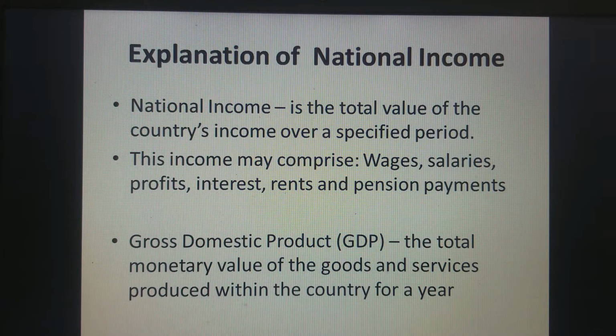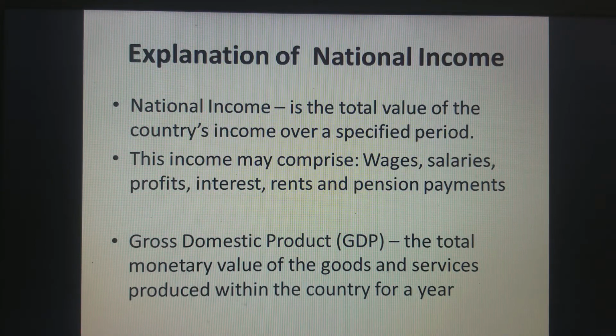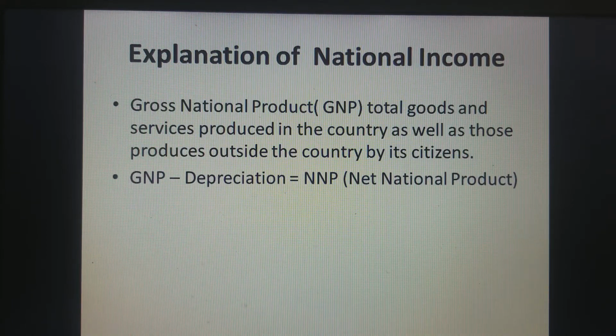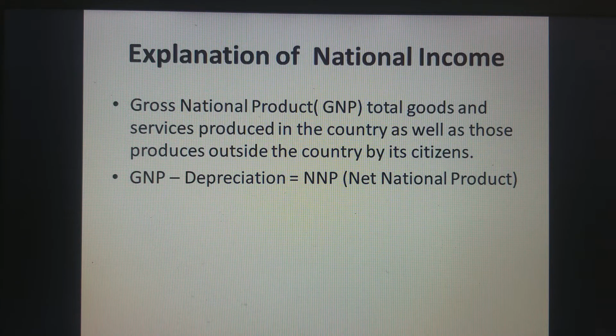Gross domestic product, what is it? It is the total monetary value of goods and services produced within the country for a year. So when we talk about gross domestic product, we are really calculating the value of the production that has taken place within the borders of the country, as against gross national product. Now, gross national product is the total goods and services produced in the country, as well as those produced outside the country by its citizens. So within this definition, gross national product is taking into consideration all that is produced within the country, as well as that which is produced outside of the country by the nationals or the citizens.